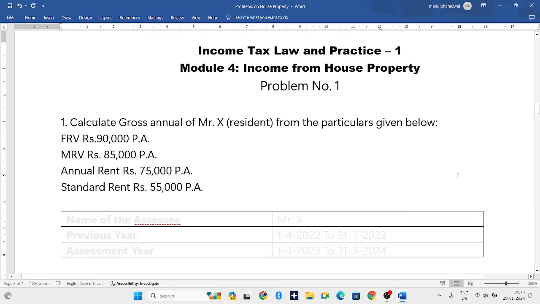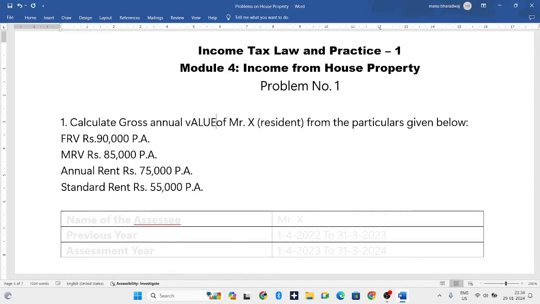From this particular video, we'll be starting to solve the problems on income from house property. The question is on the screen. Calculate gross annual value. In this question, they have asked us to calculate only till the gross annual value. Whatever is asked in the question, only that much we have to calculate.